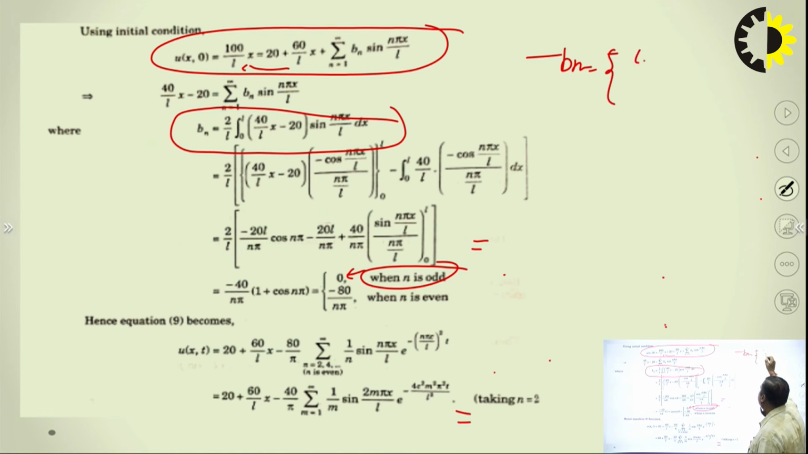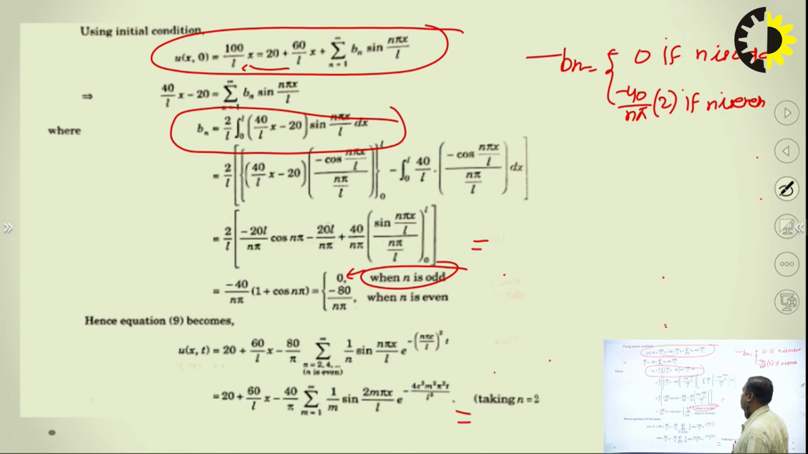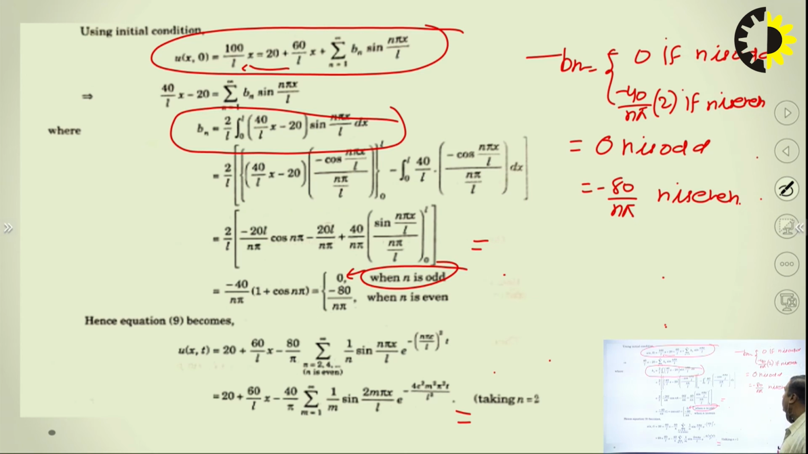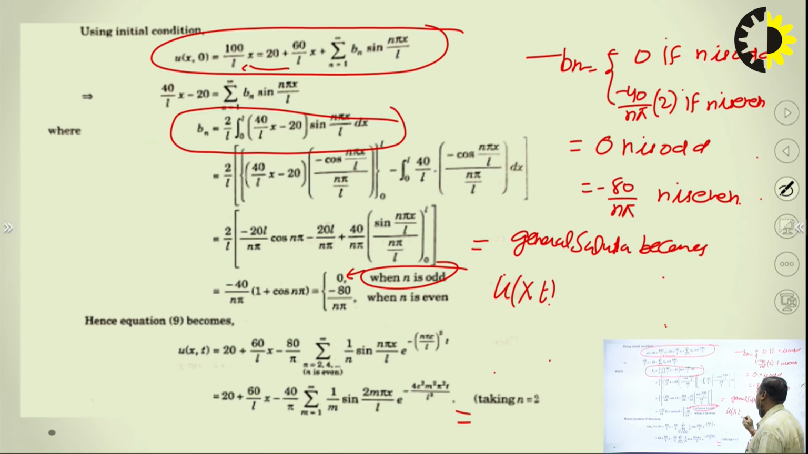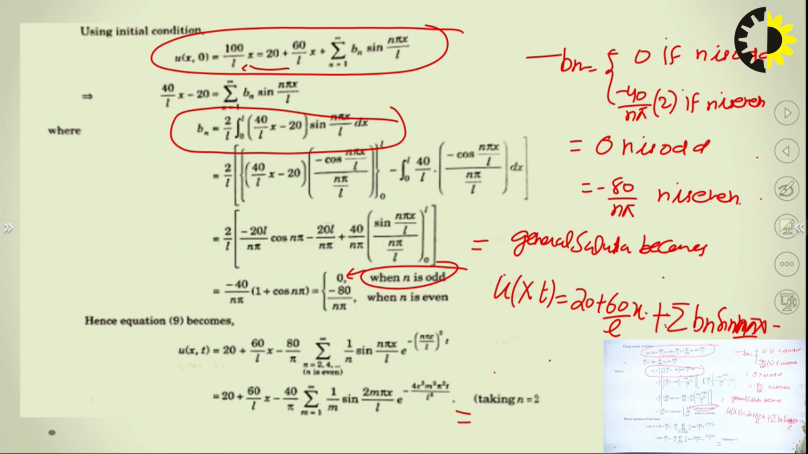Bn is equal to 0 if n is odd, minus 40 upon n pi into 2 if n is even, and that becomes minus 80 upon n pi. 0 when n is odd, minus 80 upon n pi when n is even. Therefore, we have found the solution of Bn, then the general solution becomes u(x,t) equal to 20 plus 60 upon L into x plus summation Bn sin n pi x upon L e to the power minus c squared n squared pi squared c squared upon L squared into t.